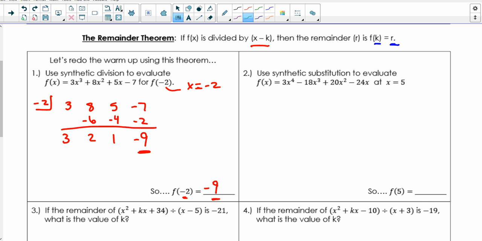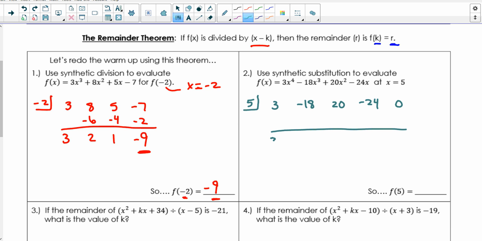All right, so let's see. If x equals 5, I'm going to write a 5 here. Notice I'm not doing negative 5. It's telling me that x equals 5. So my coefficients are a 3, a negative 18, a 20, a negative 24. So that's the x to the third, to the second, to the first. And then I don't want to forget about my constant, which in this case is 0 since there isn't any. Okay, here's my line.